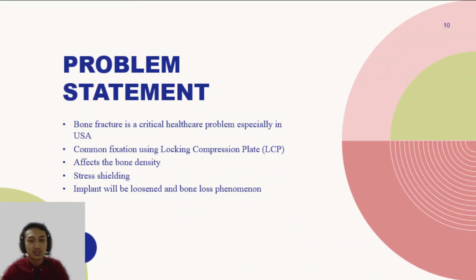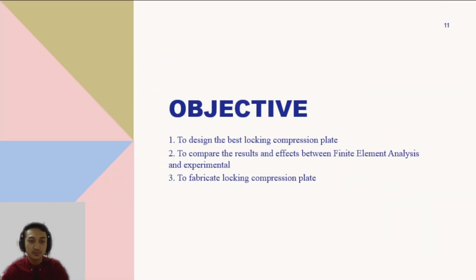So the problem statement for this project is that bone fracture is a critical healthcare problem, especially in the USA. The common internal fixation is using locking compression plate, and with that, stress obtained in the plate will affect the bone density and cause stress shielding. Implants will be loosened and bone loss phenomena will happen. Therefore, the objectives of this project are to design the best locking compression plate, to compare the results and effects between finite element analysis and experimental, and to fabricate the locking compression plate.